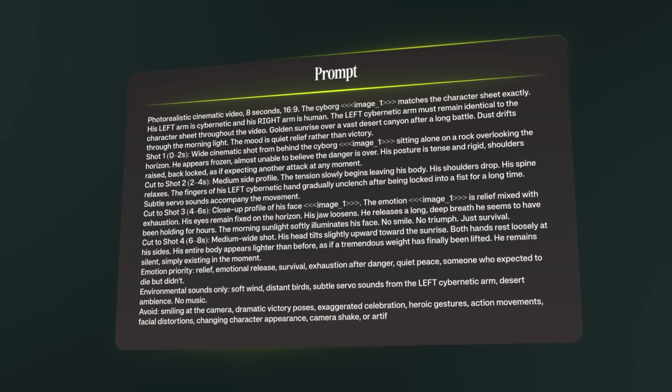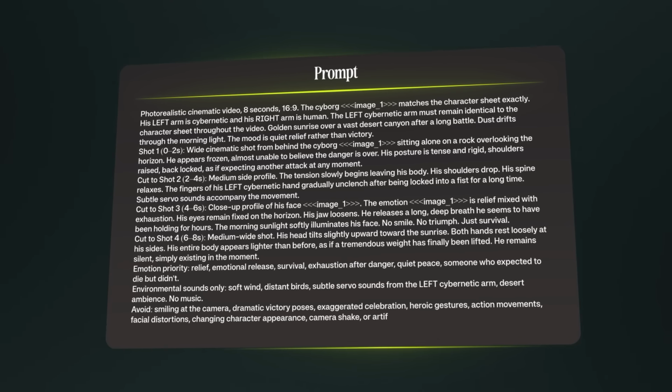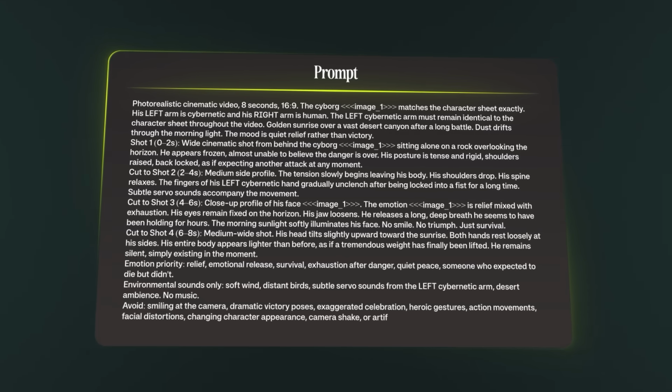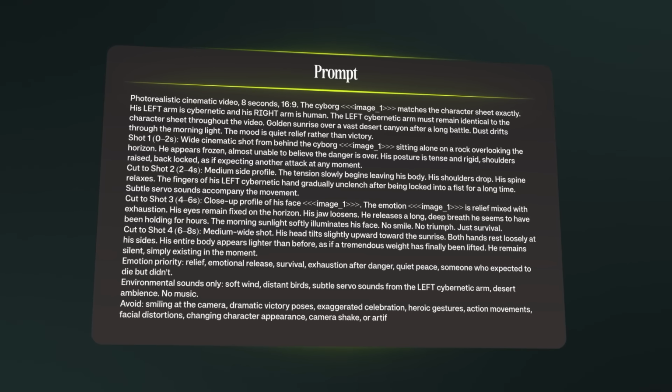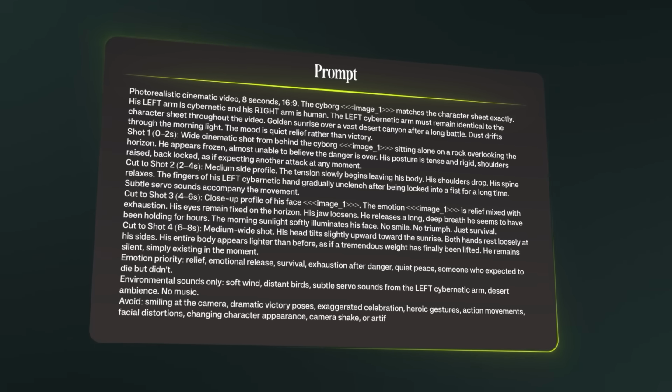For a desert sunrise scene after a battle, don't write that the character feels relieved. Write that his body is still tense and rigid at first, shoulders raised, back locked, as if expecting another attack. Then slowly the tension leaves. His cybernetic fingers unclench after being locked in a fist for a long time. He releases that breath. No smile, no triumph, just survival.